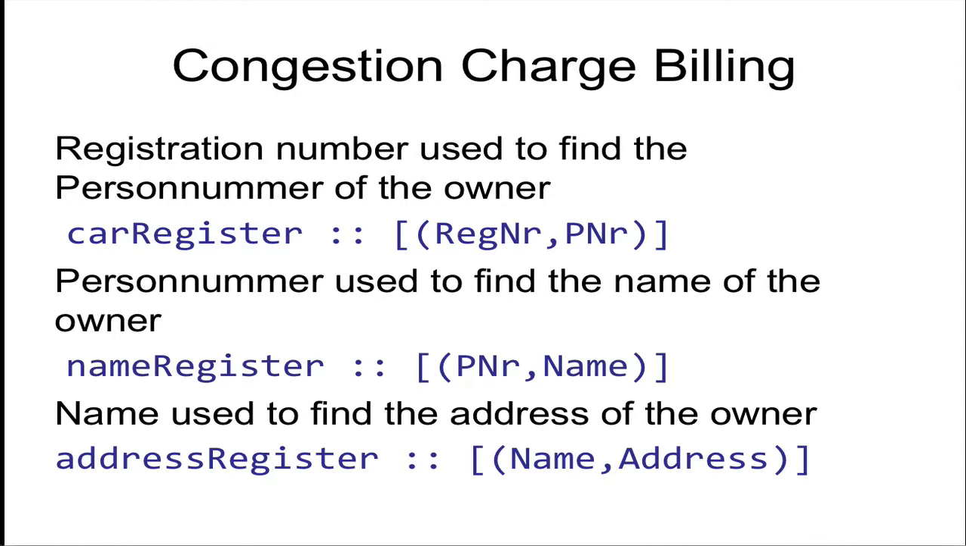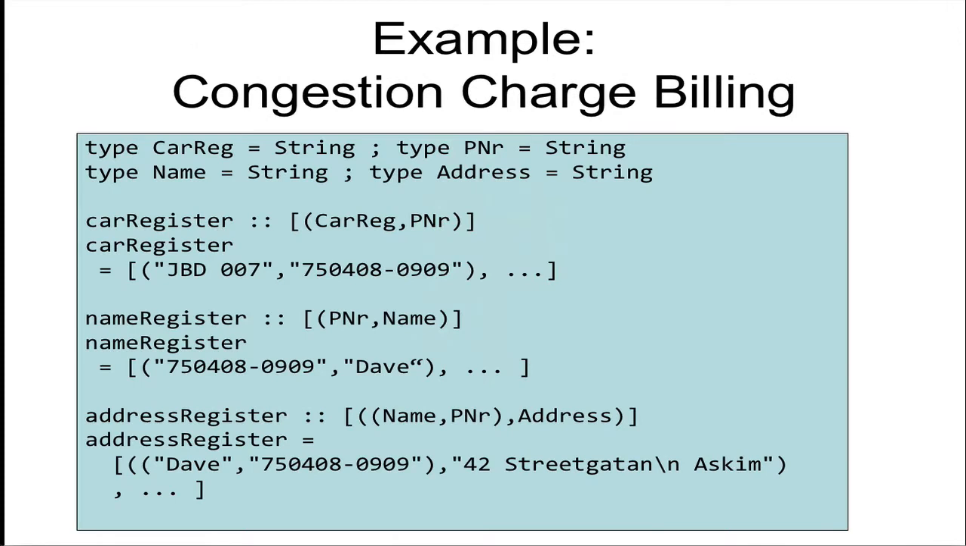Maybe that would be more realistic. Okay, so let's look at some examples. We've got all of these things, just to view them as strings: registration numbers, personal numbers, names, addresses. They're just all strings, not too important. So here's an example of an almost complete car register. I just didn't bother typing the rest.